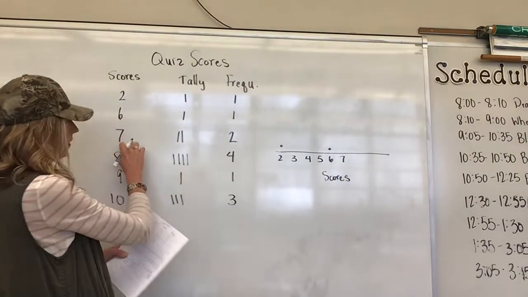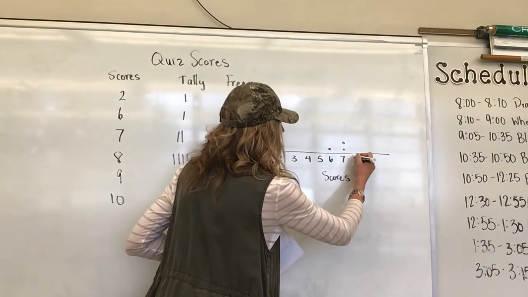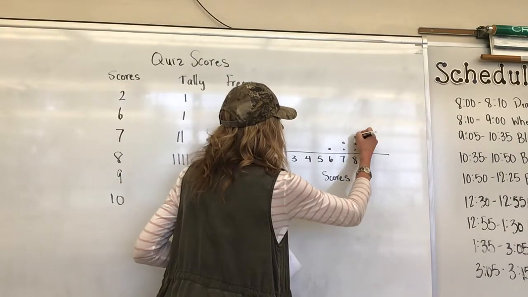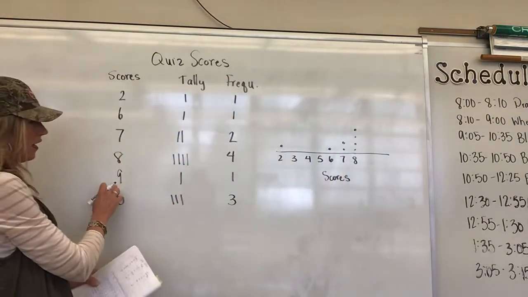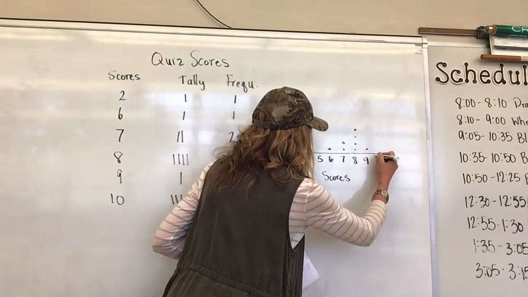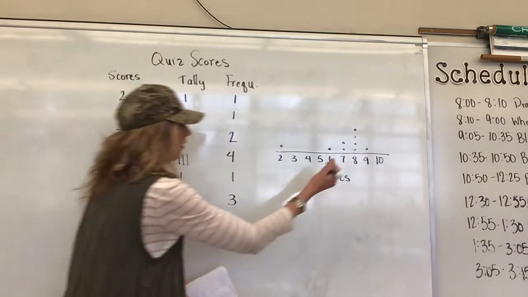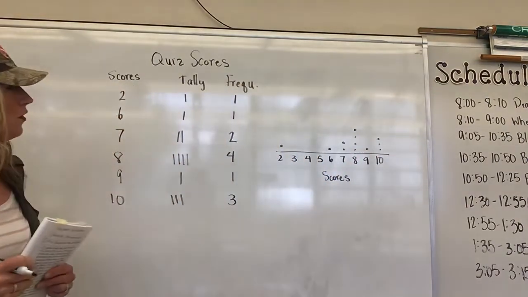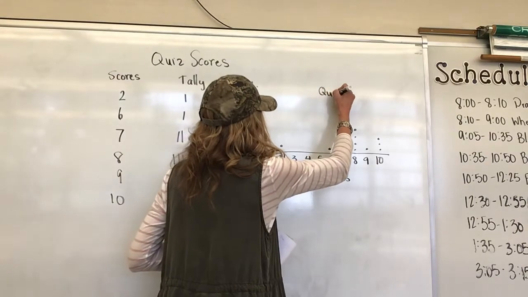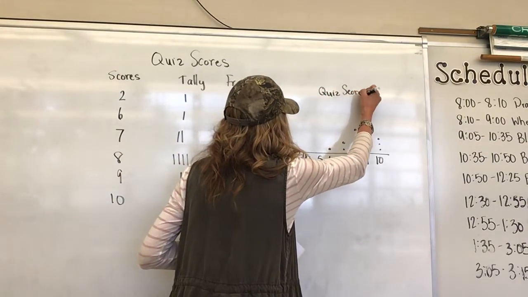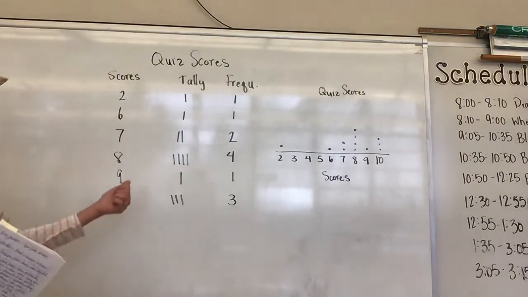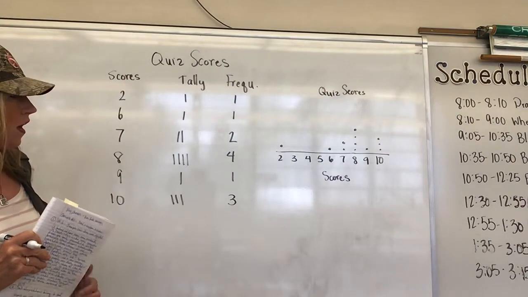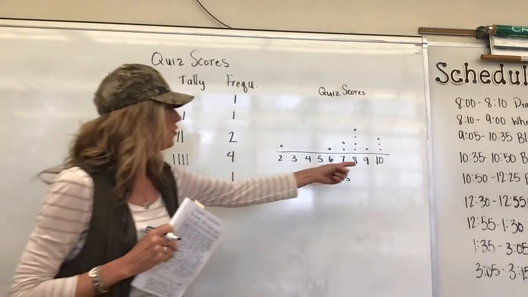7? Yep, 2. 1, 2. 8. Oh, 4. 1, 2, 3, 4. Okay, what about a 9? One person. And 10. Back to here, 3. 1, 2, 3. Okay, so now we have created, up here we can title this one too, quiz scores. Okay, so now we have a frequency table and we have a dot plot for the same information, for the same data. Our quiz scores went from a 2 to a 10.